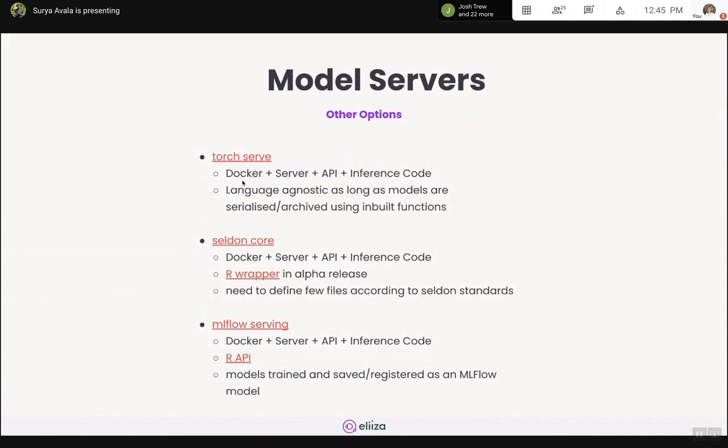TorchServe is also very much like TensorFlow Serving, where it is language agnostic. It doesn't matter whether you've developed your model in Python or R or any other language that Torch supports, as long as those models are serialized or archived using Torch's inbuilt functions. It's able to serve the models using those model servers.